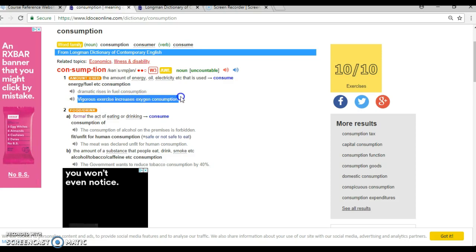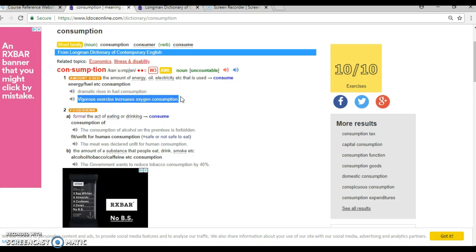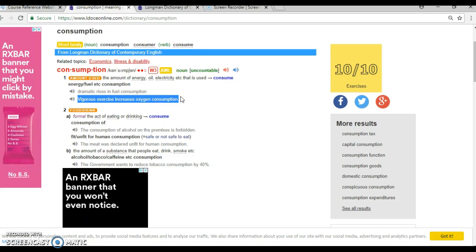So we want to use this for our vocabulary journal since it's a complete sentence. And this will be the dictionary sentence part of your vocabulary journal.